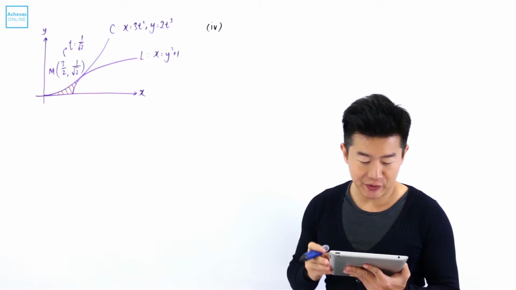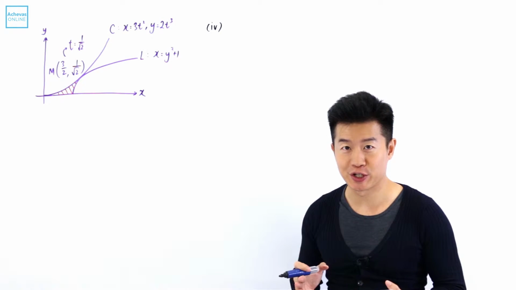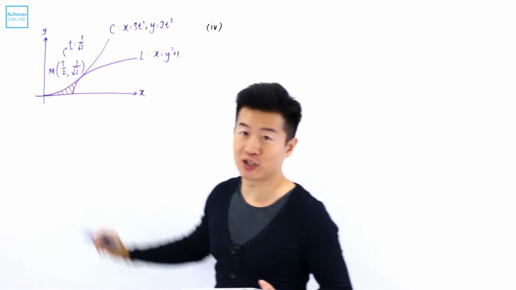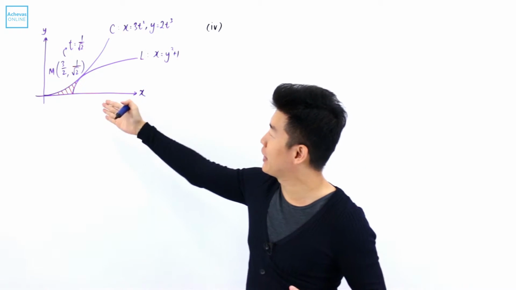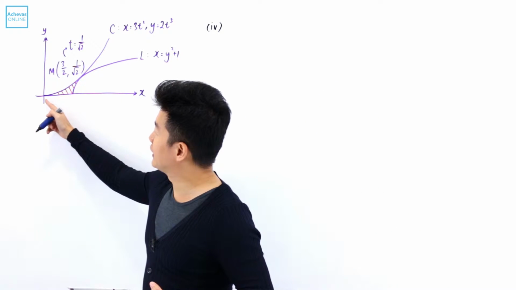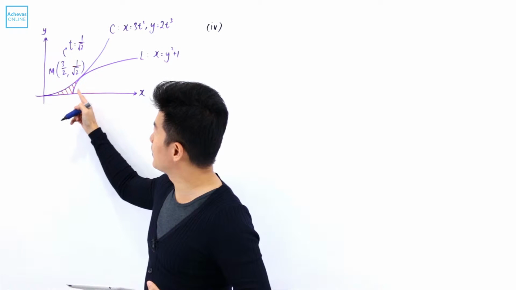And as for the last part of this question, it is about integration. Integration to find this area, the area of the shaded part that is bounded between the curve and the x-axis. In order for me to find this, we need the coordinates of this point, and this point.